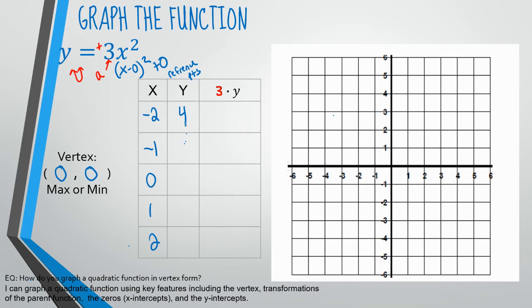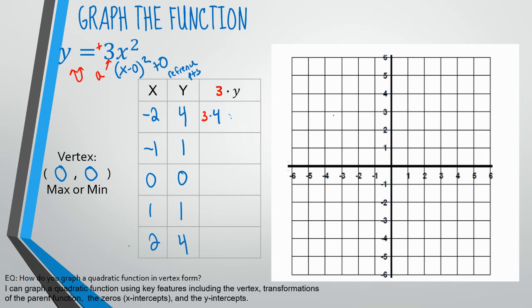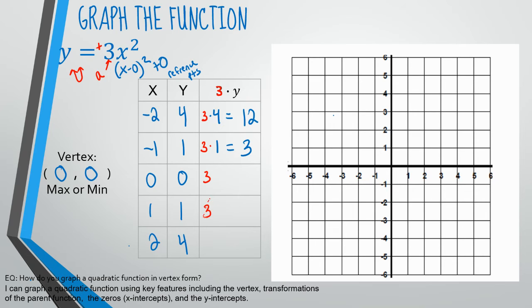Same thing, we're going to be 4, 1, 0, 1, 4. The only difference now is we're going to take all of them and multiply it by 3. So it's going to be 3 times your y, which was 4. So now we get 12. It's going to be 3 times your 1, and we're going to get 3. So it's basically taking all of these and stretching it by 3. And we could do that all the way down.